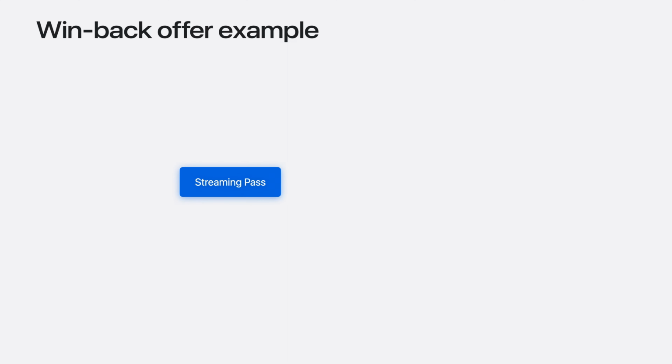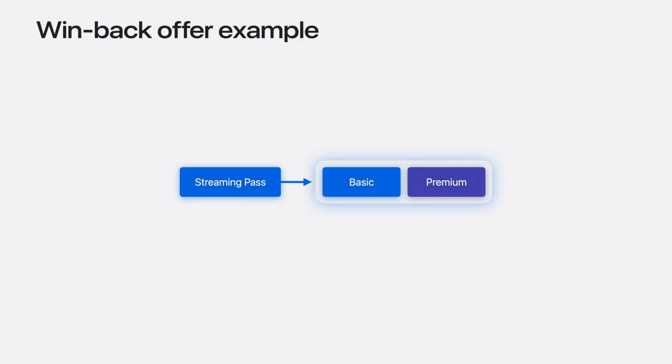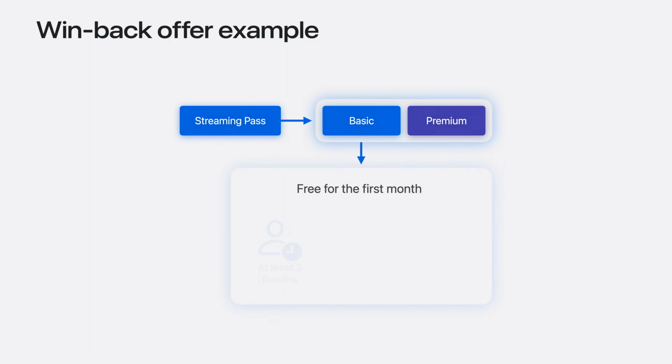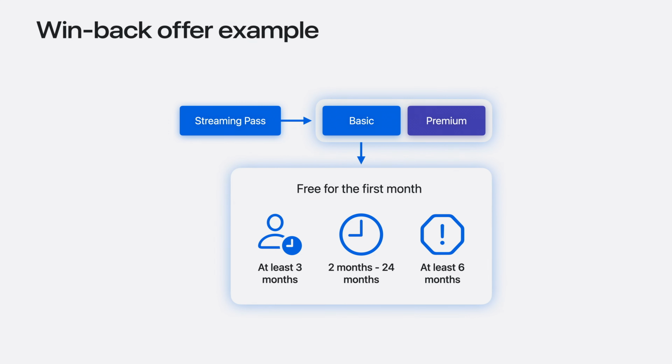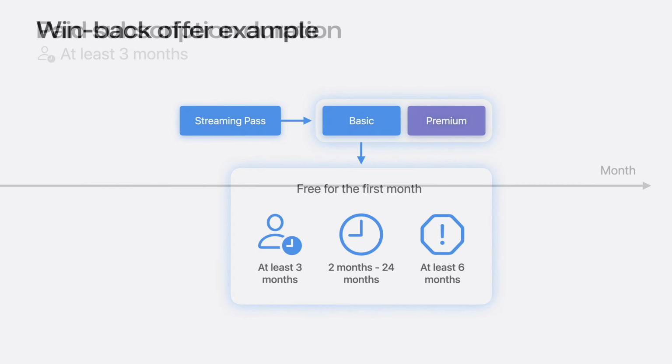Our destination video app has a subscription group called Streamlined. It offers 2 monthly plans, Basic and Premium. This win-back offer gives eligible customers 1 month of free access to the Basic subscription. In order for the customer to be eligible for this offer, the customer must have paid for the subscription for at least 3 months. The subscription must have been active between 2 and 24 months ago, and at least 6 months have passed since the customer last redeemed this offer.